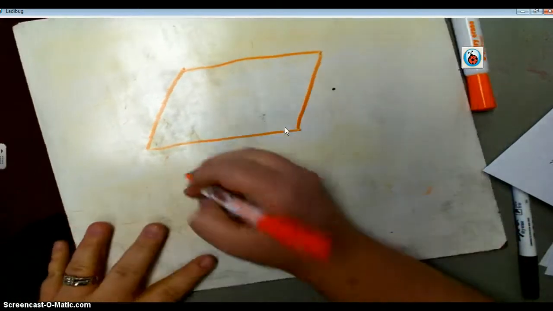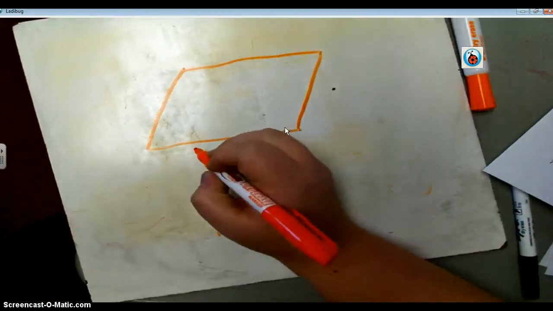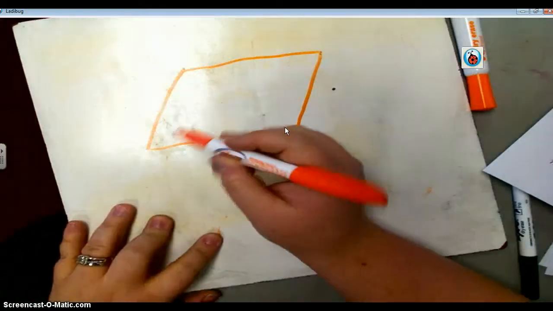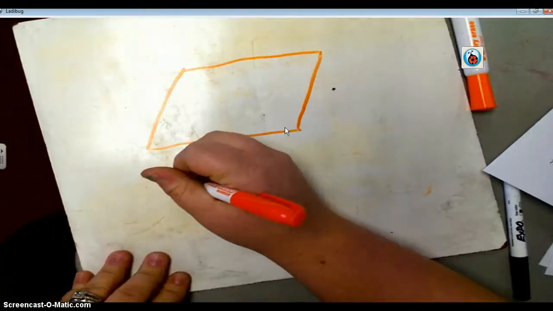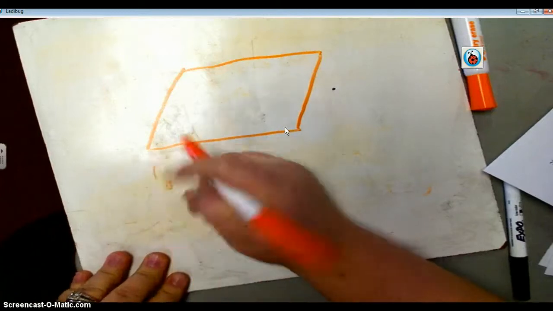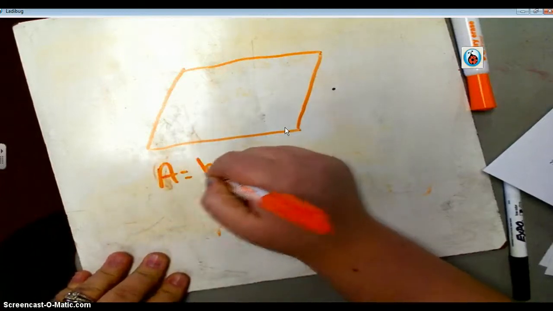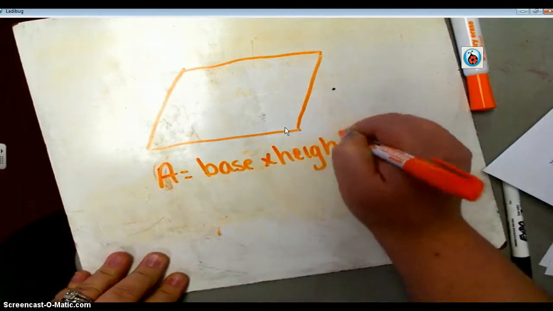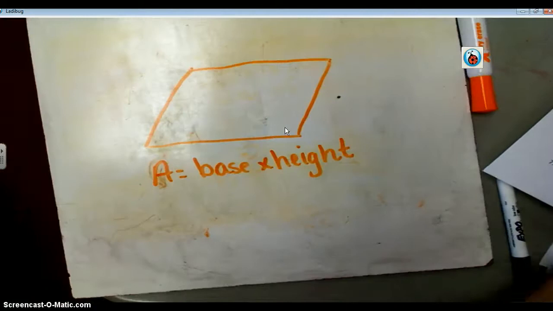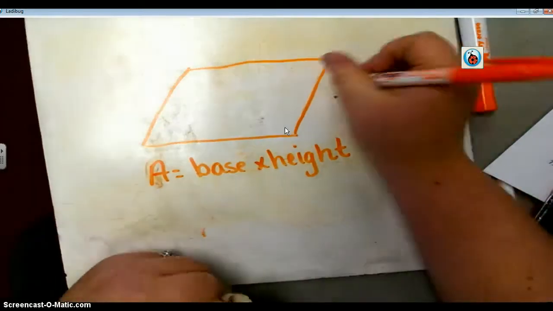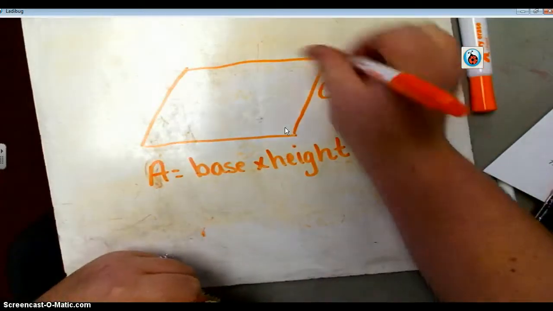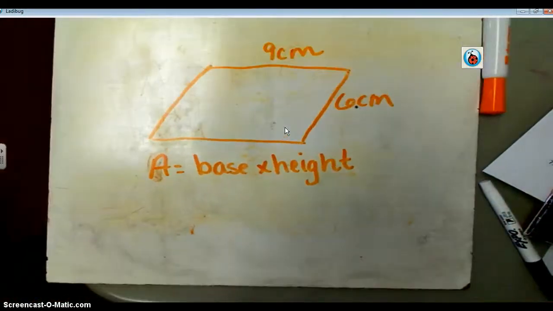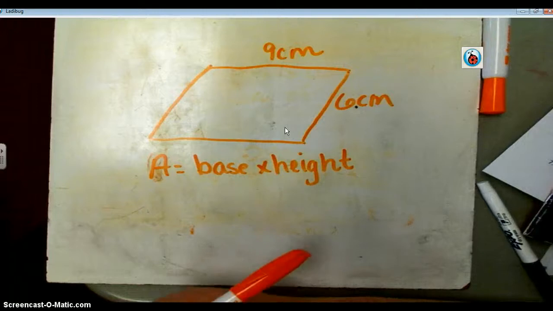Okay, we also talked about how the formula, that's the word I was looking for, sorry. The formula for a parallelogram when we're finding the area is area equals base times height. Okay? So, very quickly, as a quick review, if I tell you this is 6 centimeters and this is 9 centimeters, can you tell me the area of this parallelogram?